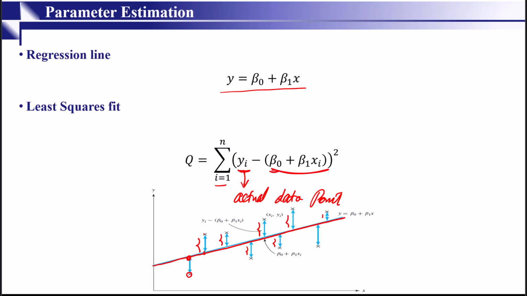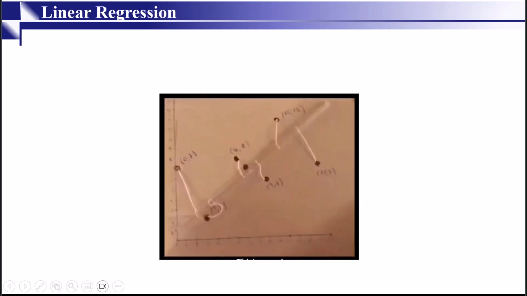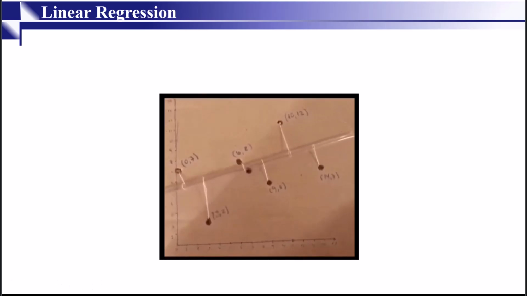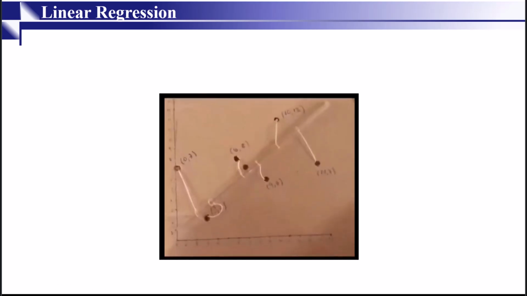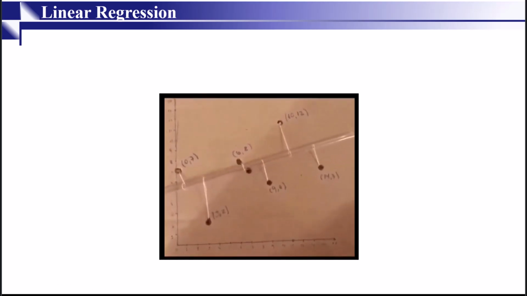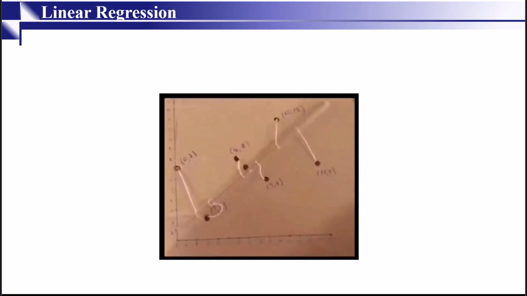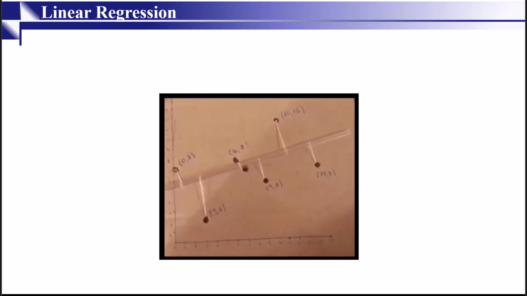And this is the predicted data point, right? Predicted square. This is called the least square fit. It means actual data point minus predicted. So far, we studied the basics of linear regression. The main goal is to find the best parameters. It means we want to find a line that fits well and will be a good representative of our data.